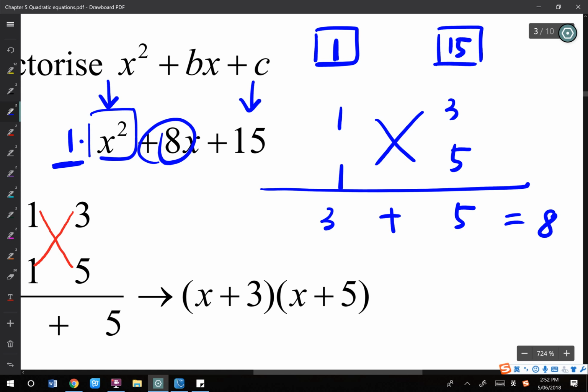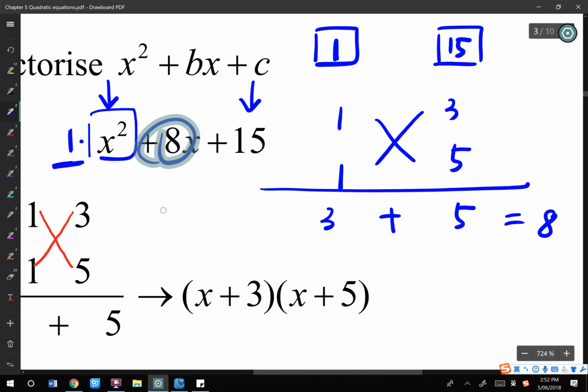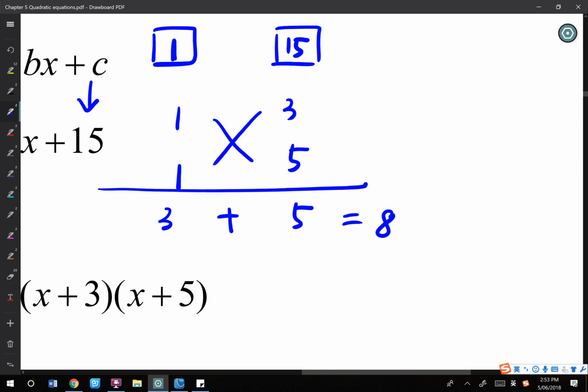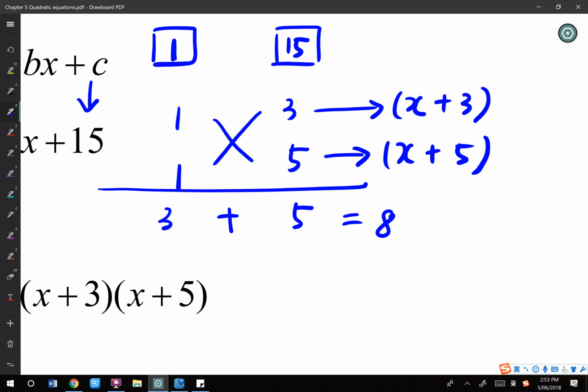It's the middle number 8. So now this is a good number already. I have done a good factorization. So then we read things horizontally. This line will give me 1x plus a number of 3. The second line will give me 1x plus a number of 5. So the factorization is x plus 3 times x plus 5.